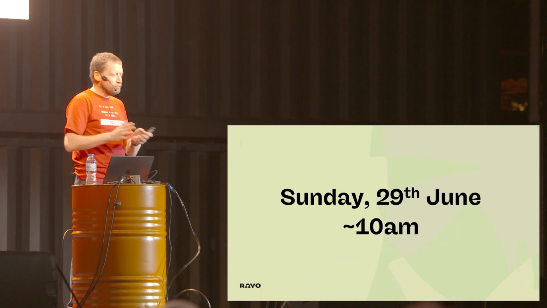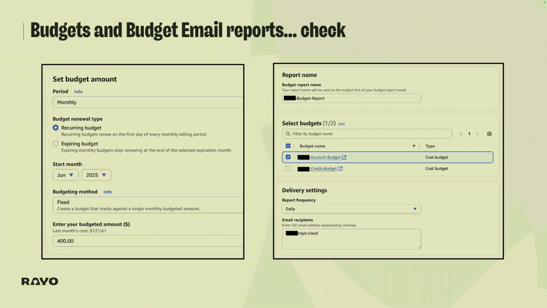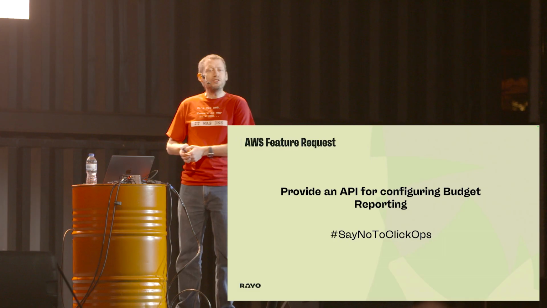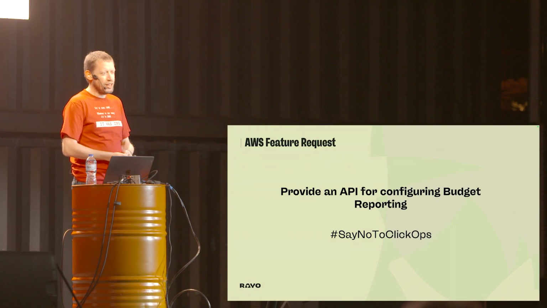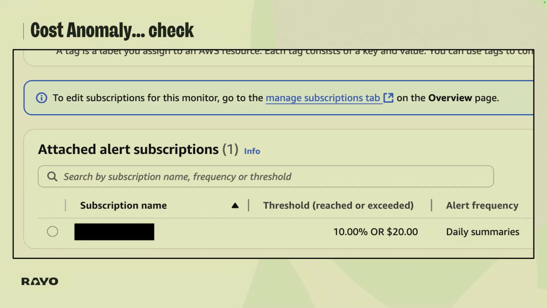Okay, so now I've sort of got to the point where I've diagnosed what the problem is. I'm trying to think, did I miss anything? Could I have set anything up differently? So I checked, budgets were set up, cost anomaly reporting was set up, reporting for budgets was set up. Third request, please provide an API for setting up budget reports. It's one of the only things I found that you have to do ClickOps in the console to set a daily email. Really strange. But the cost anomaly was set up as well, setting reports and so on.